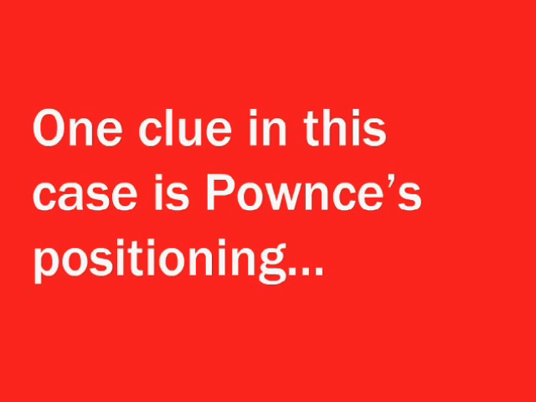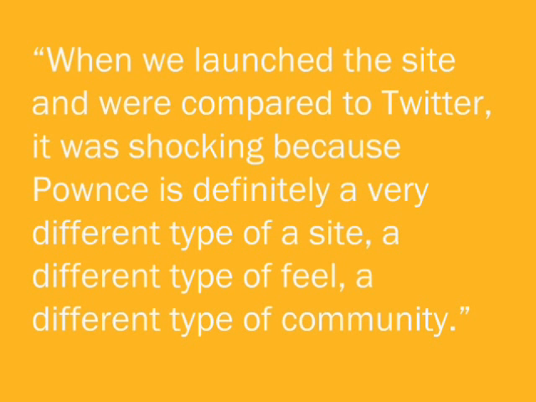Here's a quote from one of the founders. She said, "When we launched the site and were compared to Twitter, it was shocking because Pownce is definitely a very different type of a site, a different type of feel, a different type of community." So they kept reiterating this message to the press and made it clear that, in their opinion, they were a different product. They had all these features, a rich design. They're really trying to target a special kind of person, a special kind of use. And so they felt they were positioned differently than Twitter.